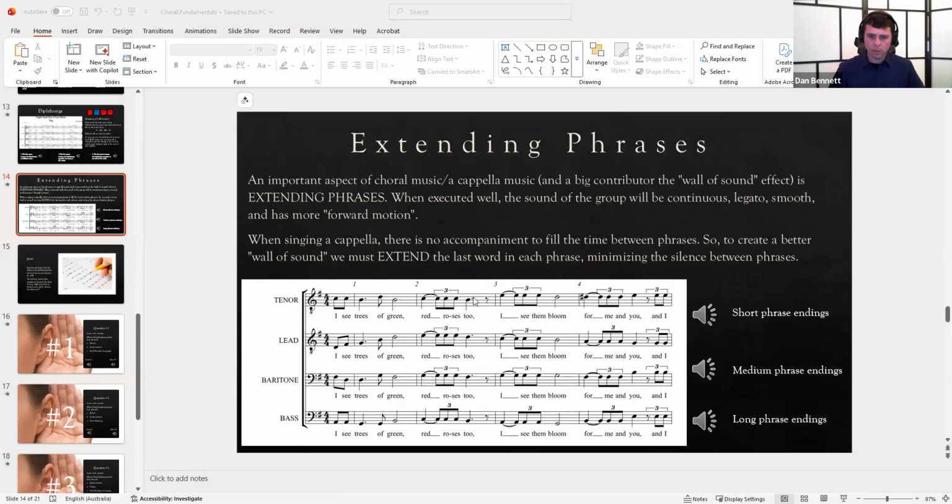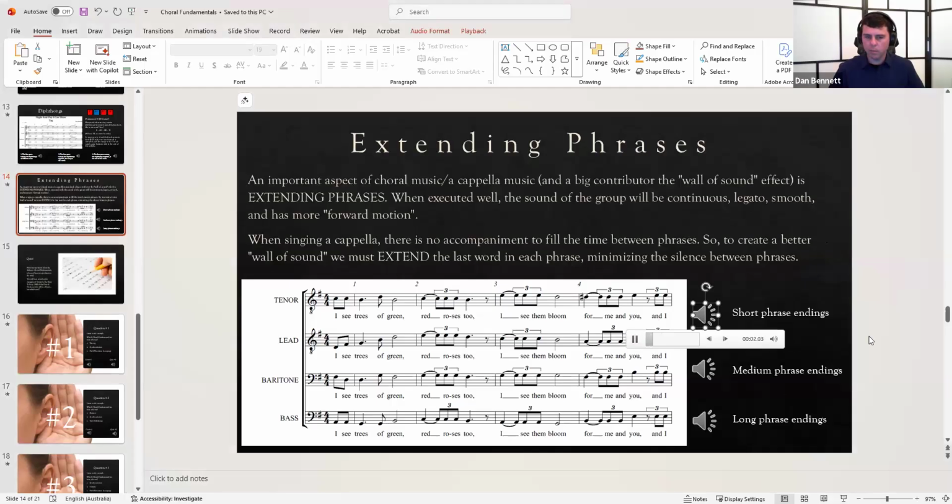What I've basically done is change the last word in each phrase. I see trees of green, red roses too. I see them bloom for me and you. So those two words are going to be short, then medium, then long, and you'll see that it'll create a gap between the phrases. So this is short phrase endings.